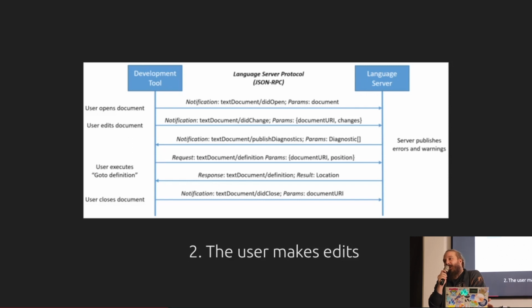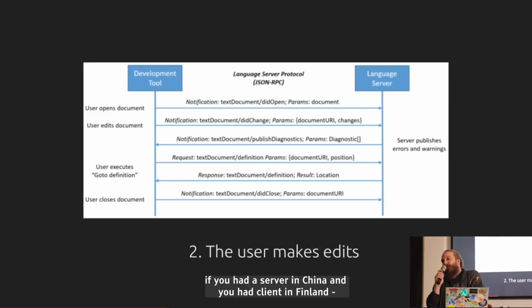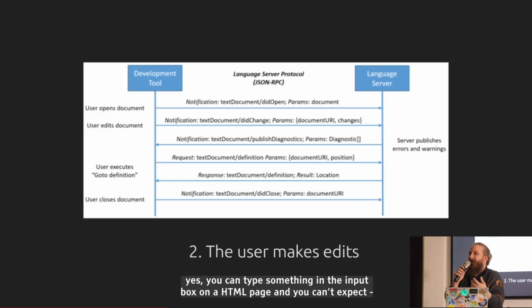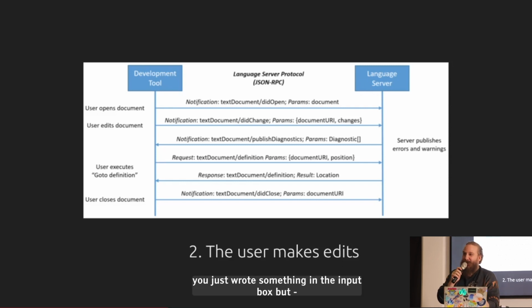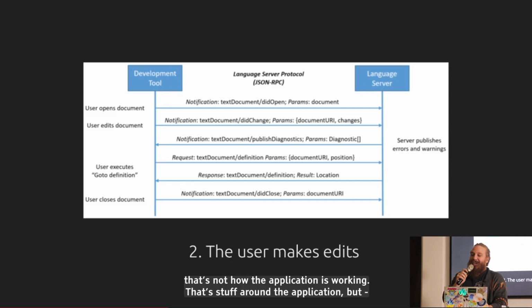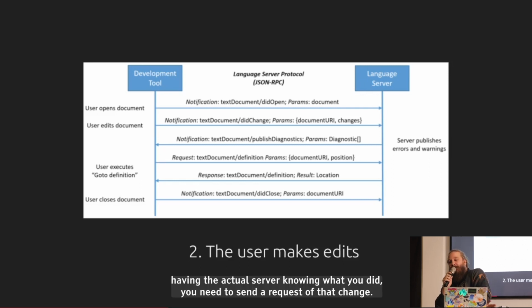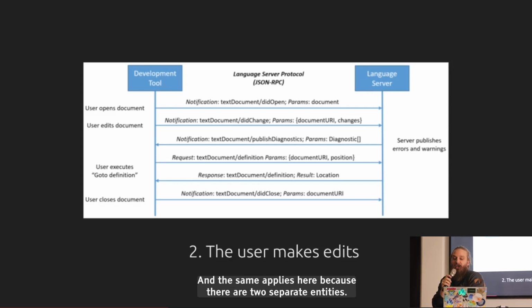Because if you had a server in China and a client in Finland, yeah, you can type something into the input box on an HTML page, and you can't expect the server in China to know that. Well, you can kind of expect the server in China to know that you wrote something into the input box, but that's not how the application is working. That's stuff around the application. To have the actual server know what you did, you need to send a request of that change. And the same applies here because they are two separate entities.